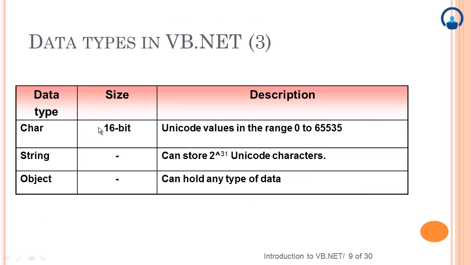Then we have Char. The size is 16-bit. It holds Unicode values in the range of 0 to 65,535. String, where you can store up to 2 raised to 31 Unicode characters. Object, which can hold any type of data.